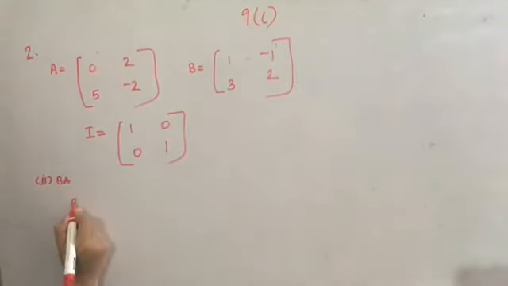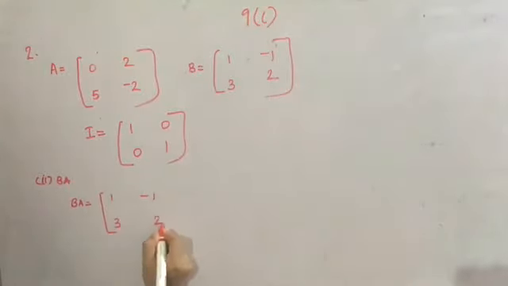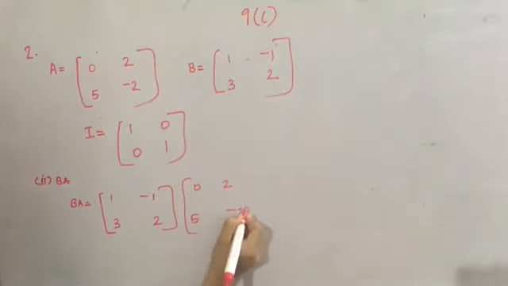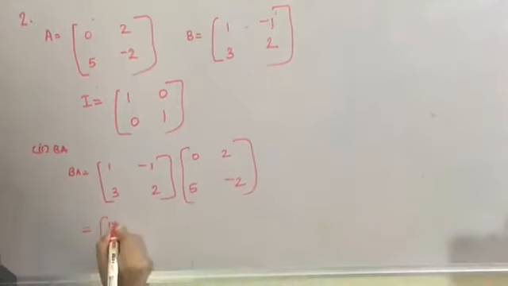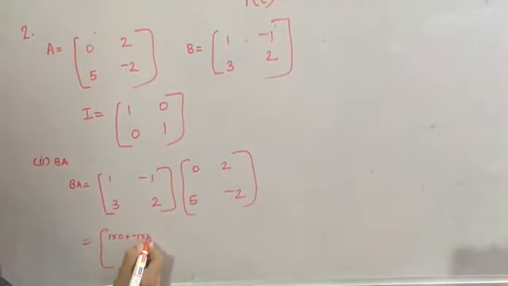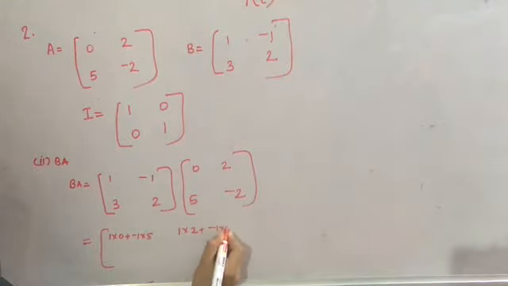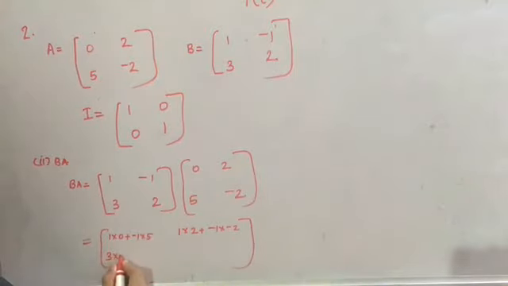Let's find out BA. BA equals [1, -1; 3, 2] into [0, 2; 5, -2]. First row into first column: 1 into 0 plus -1 into 5. 1 into 2 plus -1 into -2. Again, second row into the first column: 3 into 0 plus 2 into 5. Again, 3 into 2 plus 2 into -2.